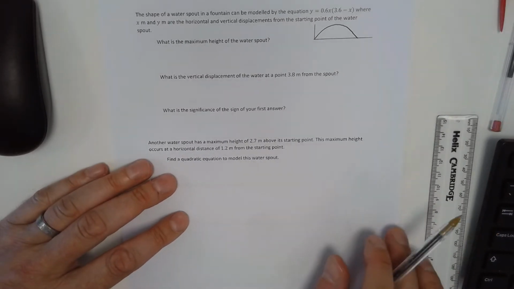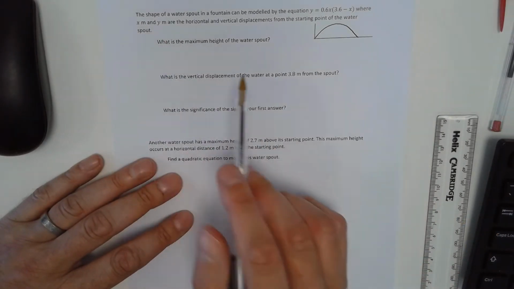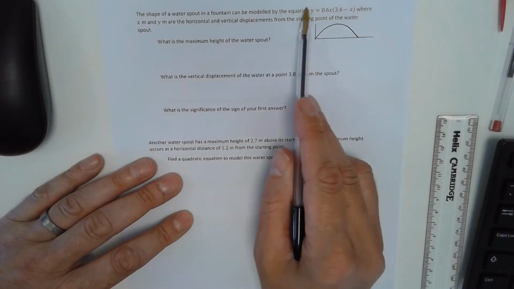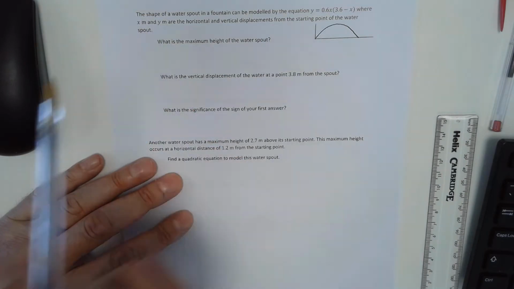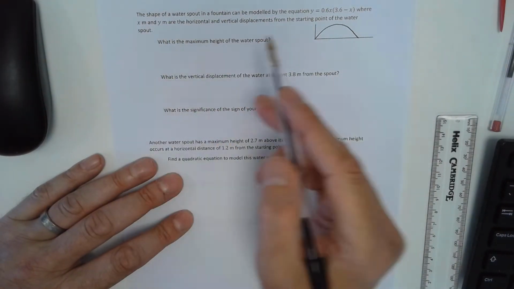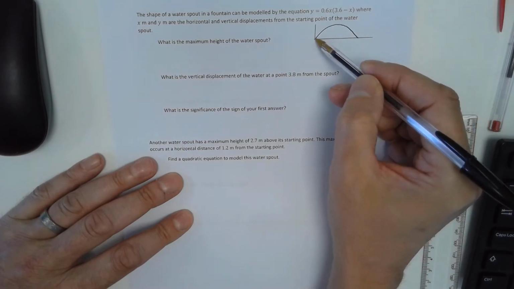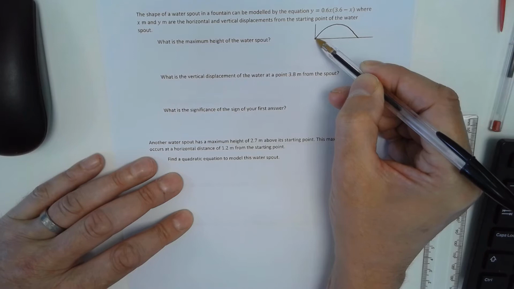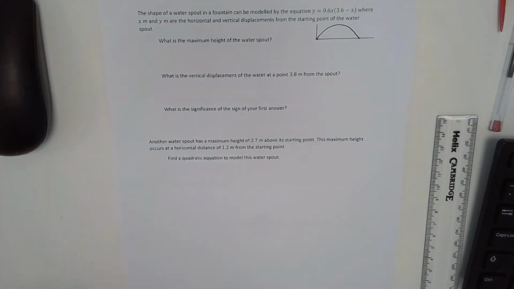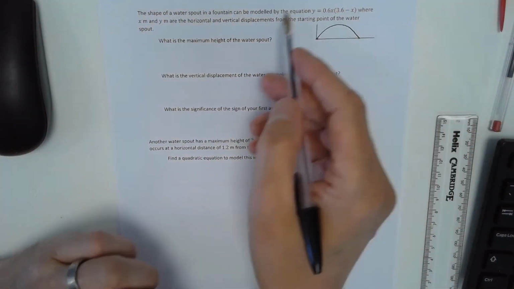Okay, so we're still with the quadratic modelling, so let's have a look at this one. The shape of a water spout in a fountain can be modelled by that equation. X and Y are the horizontal and vertical displacements from the starting point of the water. So I'm just going to make an assumption that it's measured from the point that the spout has started, and it's going up and it's landing on the ground there. So I've got this quadratic equation that looks like that.